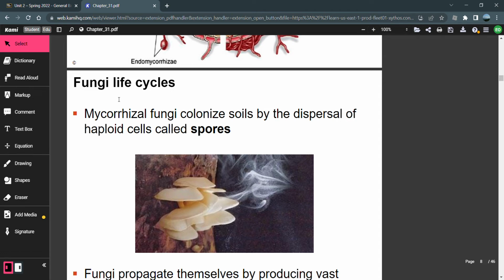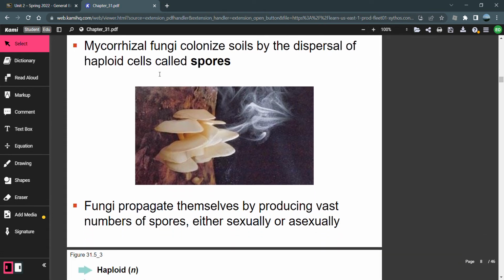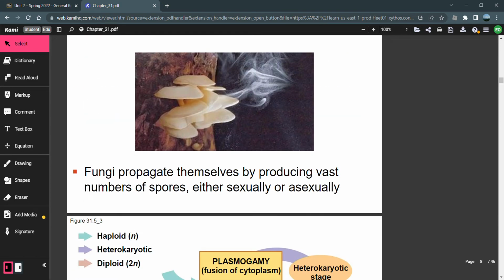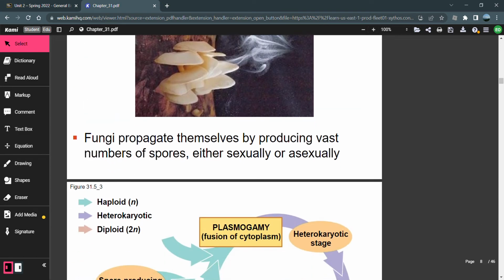So the life cycle of fungi is pretty simple. There are haploid cells called spores, and that's their way of reproducing, and they colonize soils by the dispersal of these spores. They can propagate themselves either sexually or asexually.